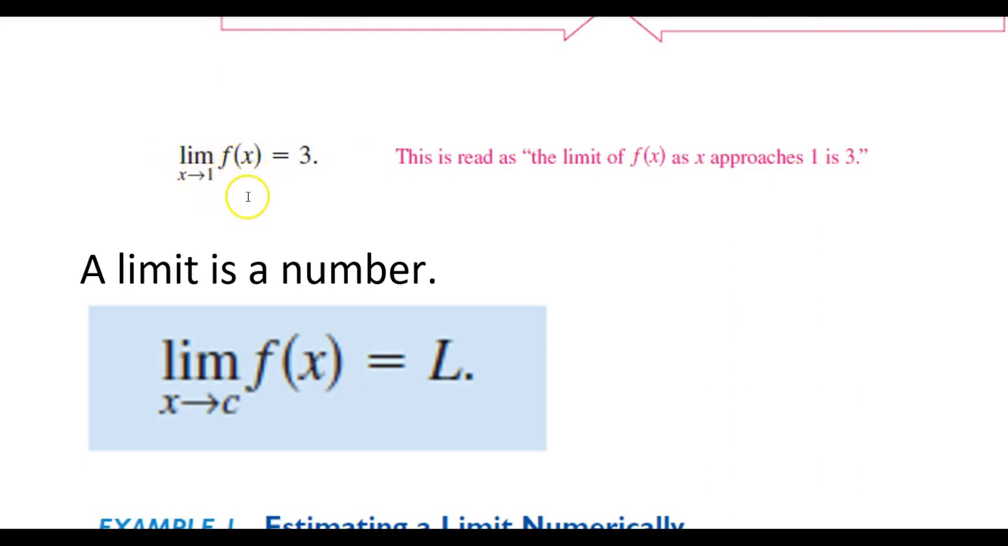But the most important thing is to keep in mind that a limit is a number. A limit is a number. So when we have this notation, what we have this equal to is a number. The only thing that we can have for a limit value is a number. If you get infinity, that means that it's not a number, so that limit does not exist.